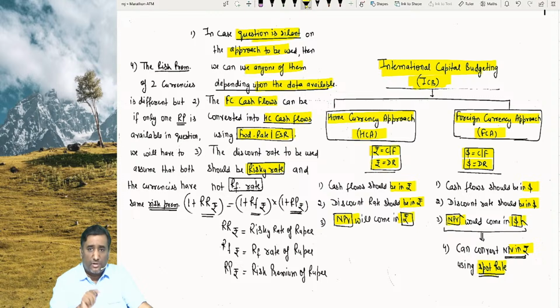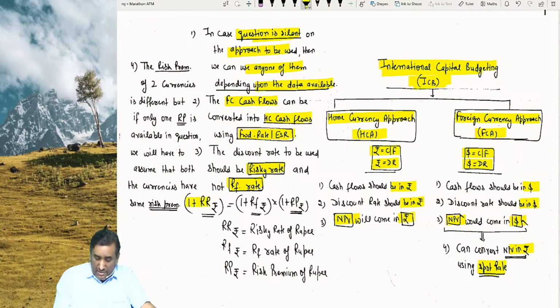Risk-free cash flows, discount rate risk-free. Risky cash flows, discount rate should be risky. So risky, and not risk-free rate. And it's a multiplicative model. We call it 1 plus risky rate of rupee. It's 1 plus risky rate of rupee.